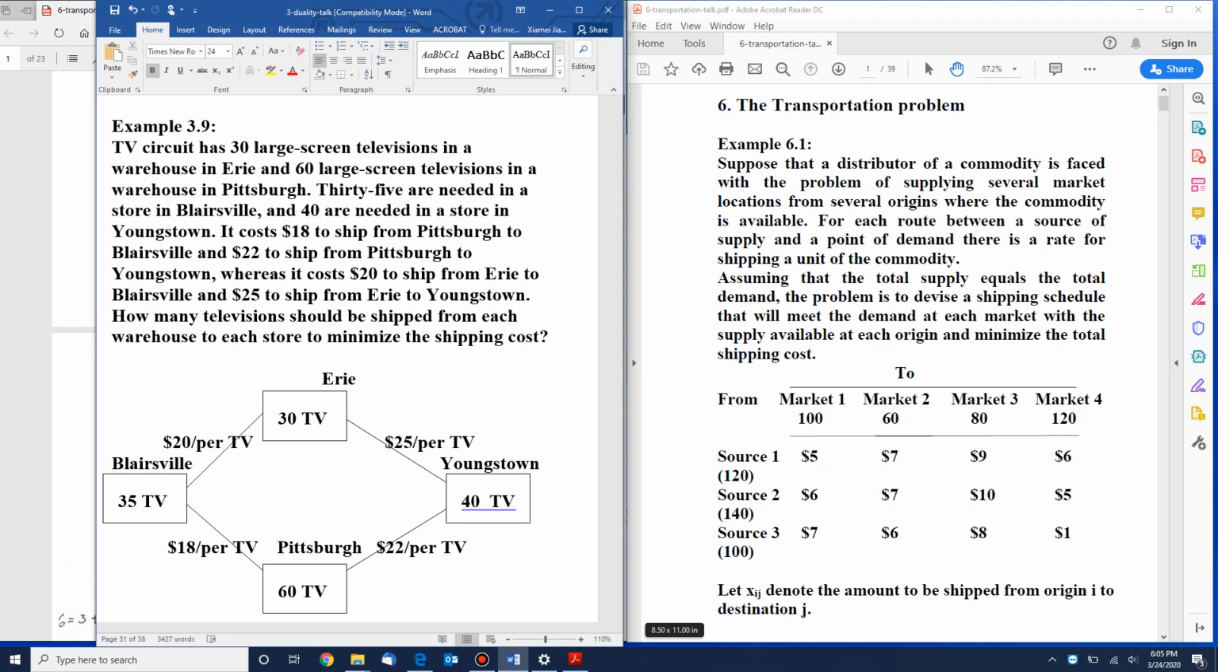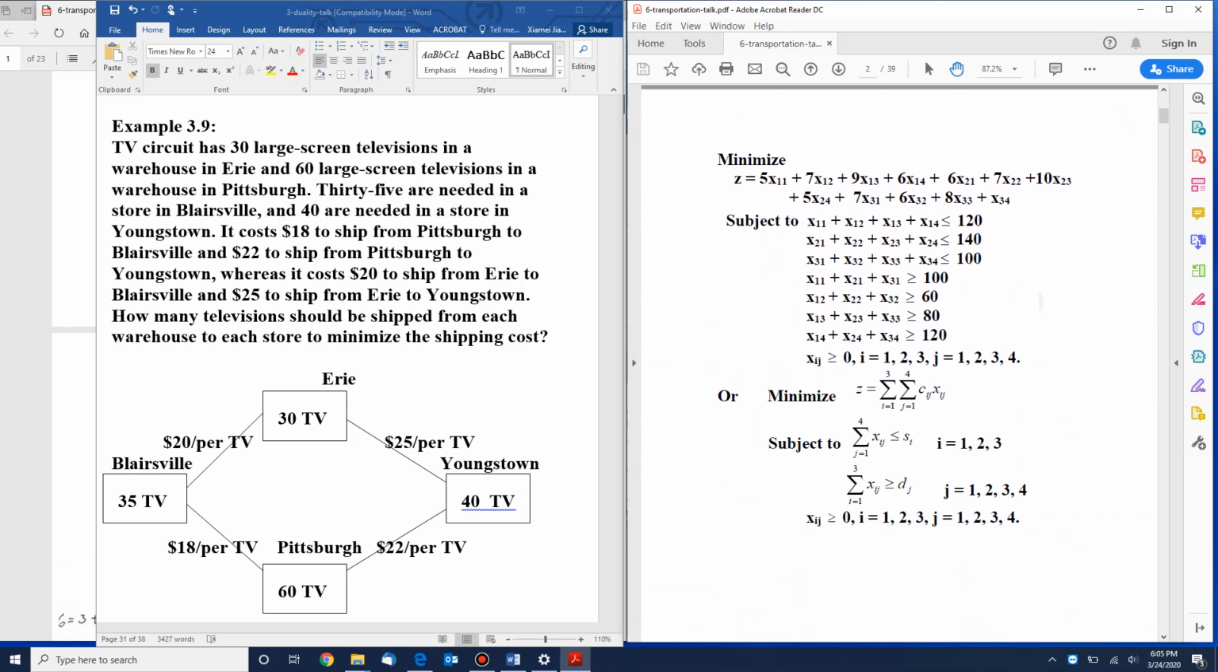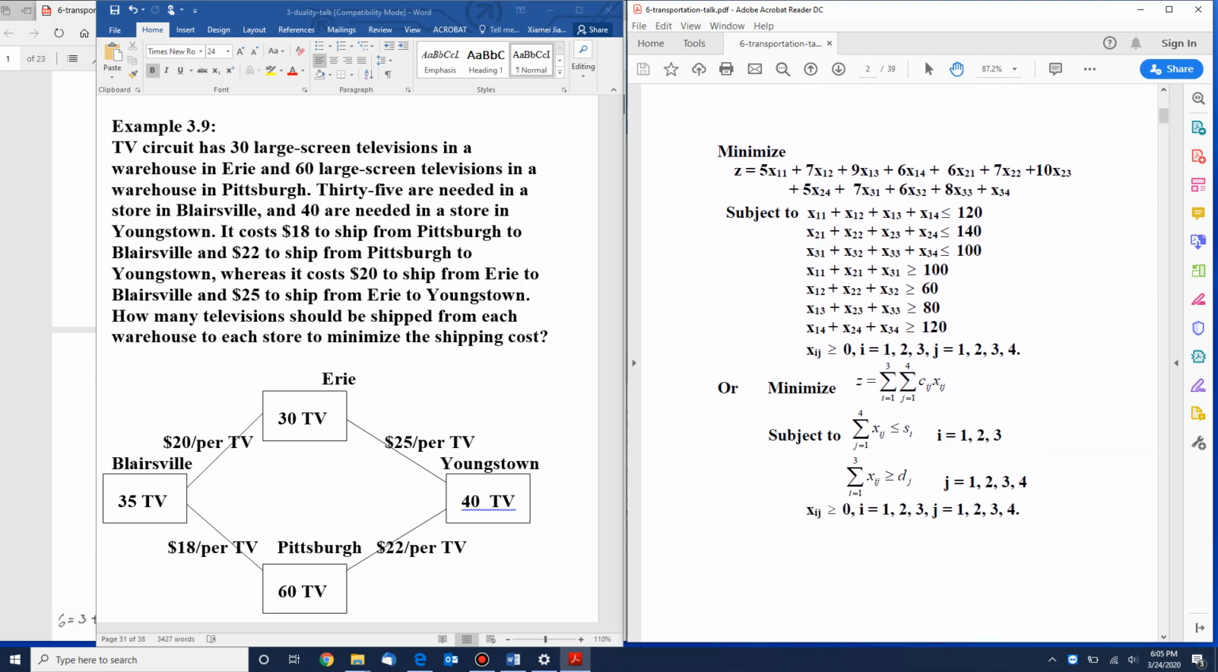Okay, now in this question, we first assume that Xij denotes the amount to be shipped from origin i to destination j. So you could see that $10 is the cost from source 2 to market 3, right? We can denote this as Cij, the cost, right? And now let's build up the LP problem for this one. So this is the LP problem we built up for this example.